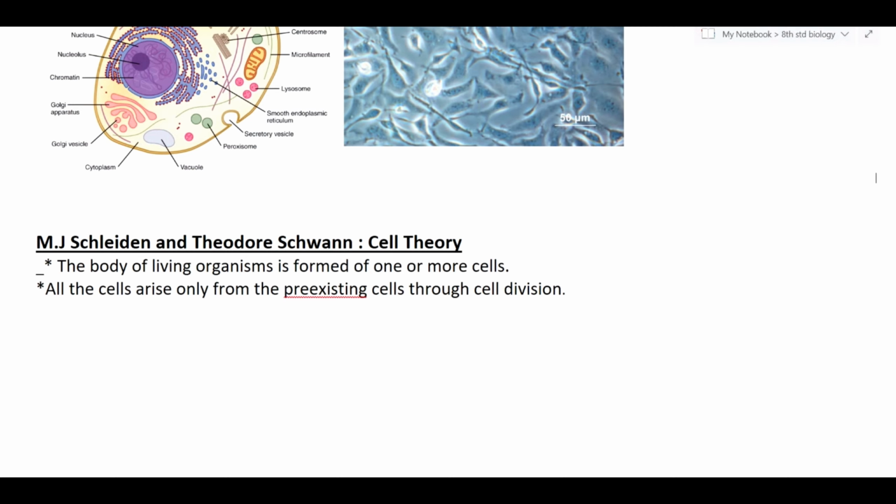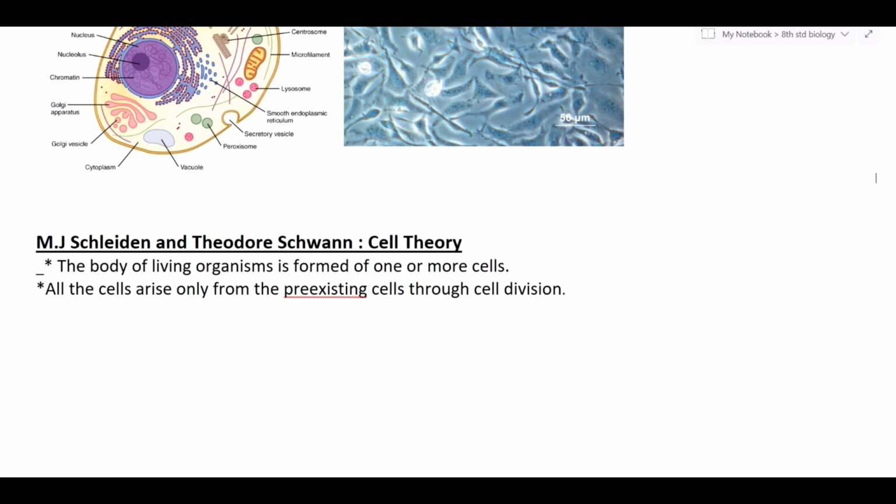After all those remarkable studies and inventions, in 1839, M.J. Schleiden was a German botanist and Theodor Schwann was a German zoologist. They put forth a theory, and this theory is known as cell theory. According to this theory, the body of living organisms is formed of one or more cells. As I told you in the beginning of this class, either it may be a unicellular organism or a multicellular organism, but each and every organism is made up of cells, either a single cell or many cells.